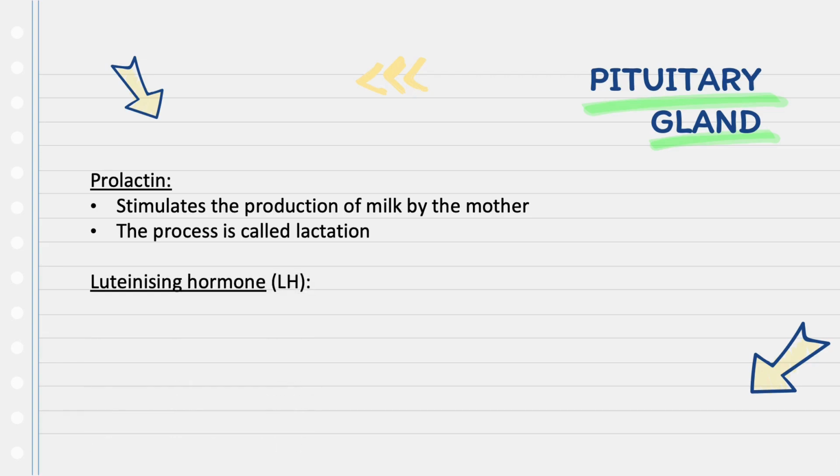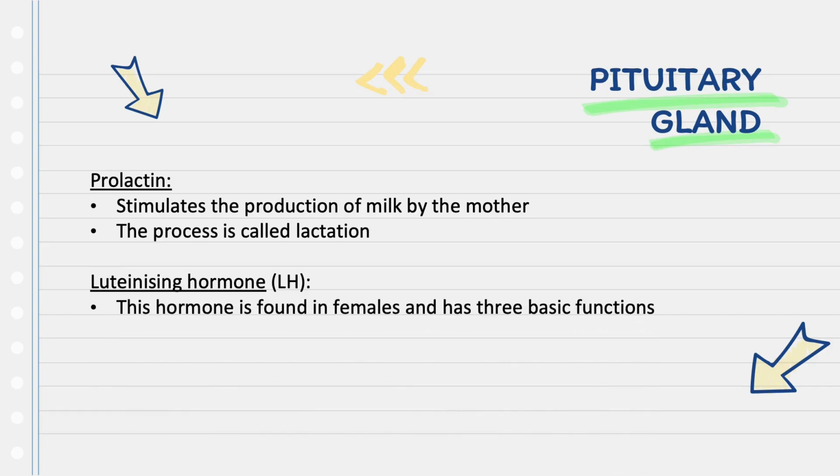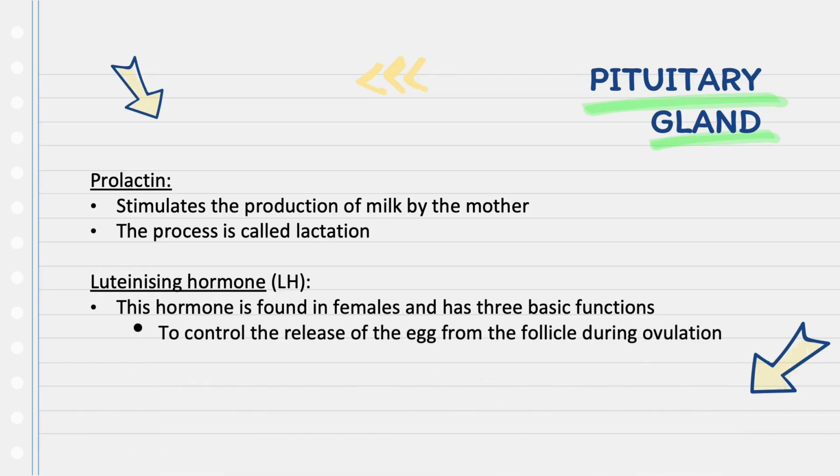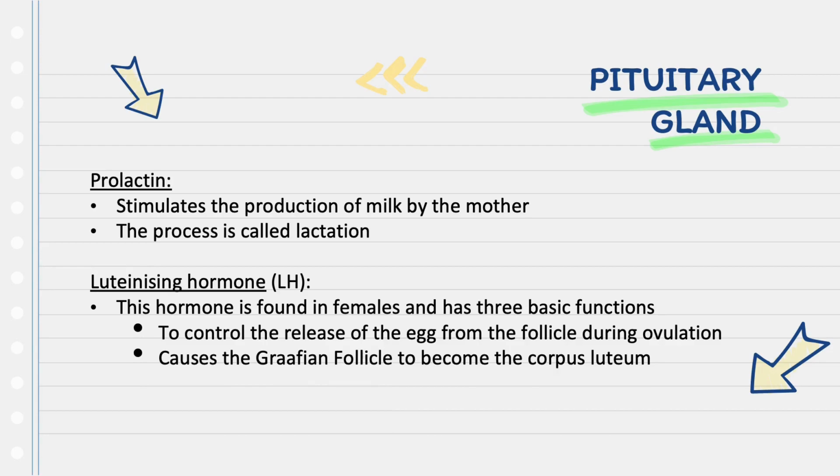The next hormone is luteinizing hormone, also known as LH. This hormone is found in females and has three basic functions. To control the release of the egg from the follicle during ovulation. It causes the Graafian follicle to become the corpus luteum. It stimulates the Graafian follicle to produce estrogen.